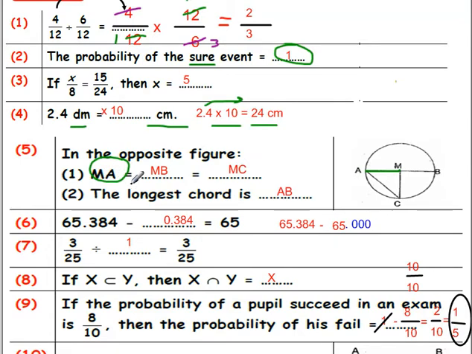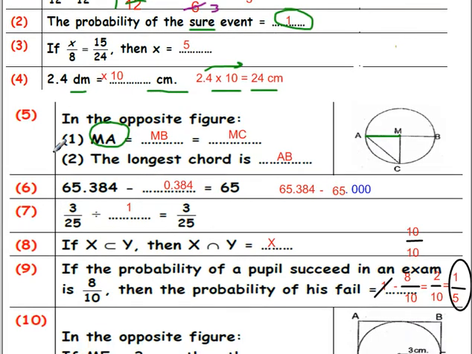Number 2, the longest chord in this circle. The longest chord is the diameter. Yes, and this diameter is AB. AB is the longest chord called diameter.